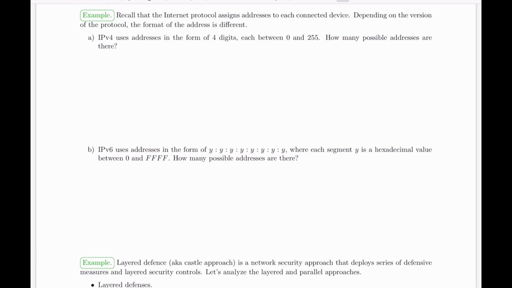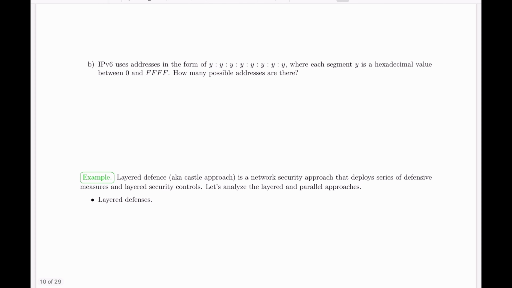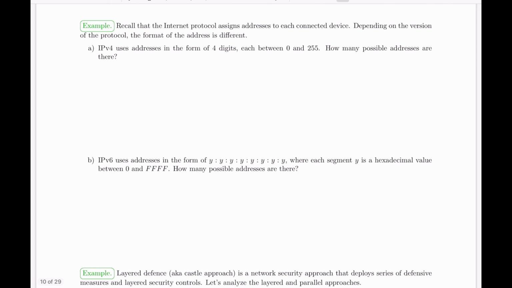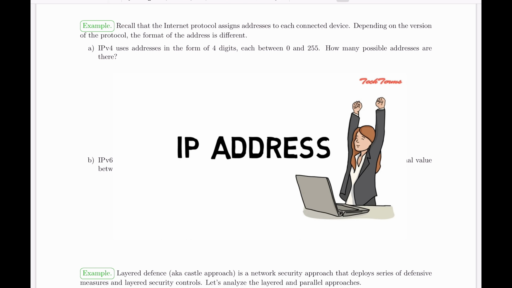For our next 2 examples, we're going to look at something quite applicable. We're going to first talk about Internet Protocol and how it assigns addresses to each device. And we're going to count how many different devices we can actually have it use in any particular point in time. And then we're also going to talk about the defense mechanisms that are employed in the cybersecurity world, such as layered security controls and parallel approaches. Now, before we proceed, let's take a look at a video that explains how Internet Protocol or IP actually works on the internet. Pause this video here and first watch the video that is linked in the description.